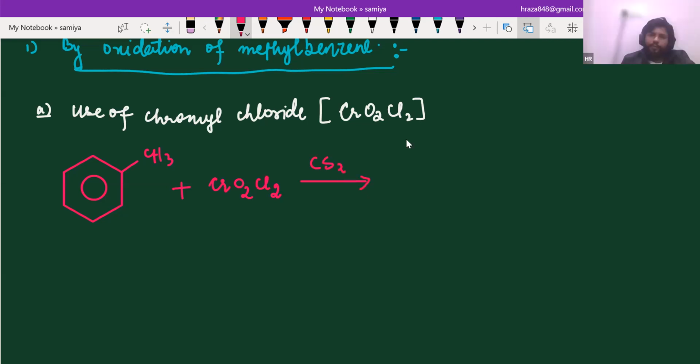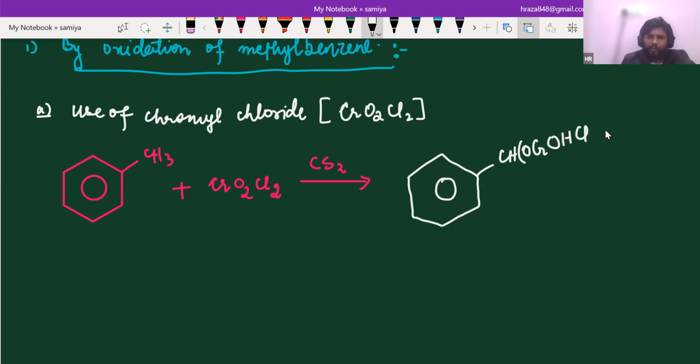If you are going to use this chromyl chloride in the presence of carbon disulfide, then you will get an intermediate. This intermediate is basically your complex compound, a chromium complex. I'm going to show you this. It is again... So this will be your chromium complex, CH and bracket OCr. This is not Z, this is R, then O, then H, and then Cl2 whole plus.